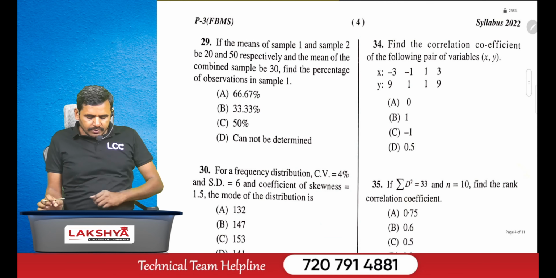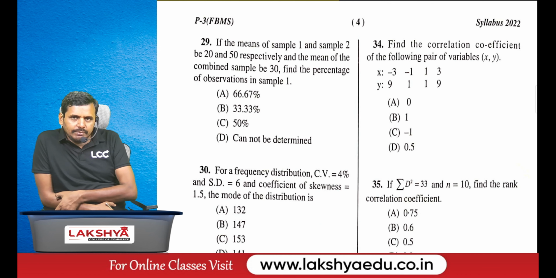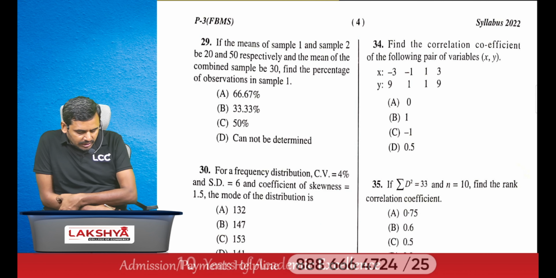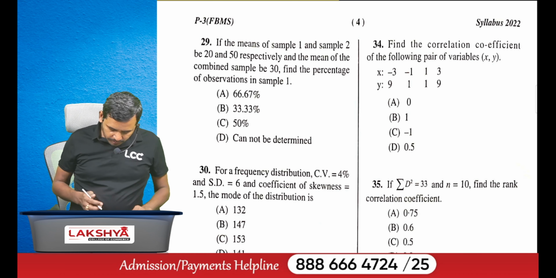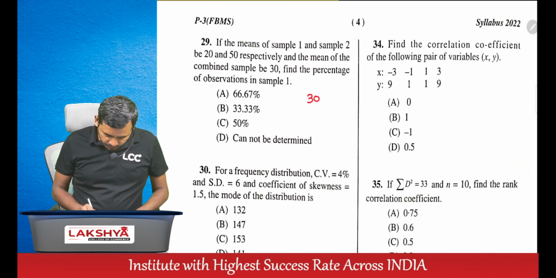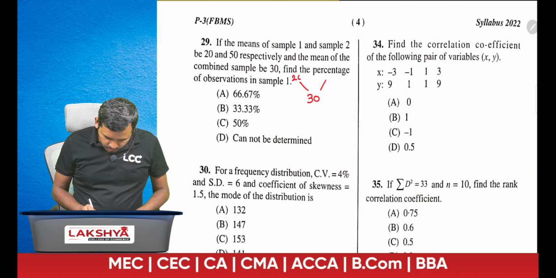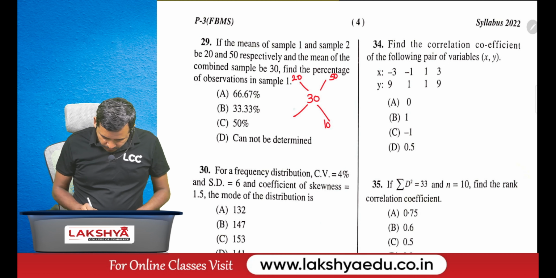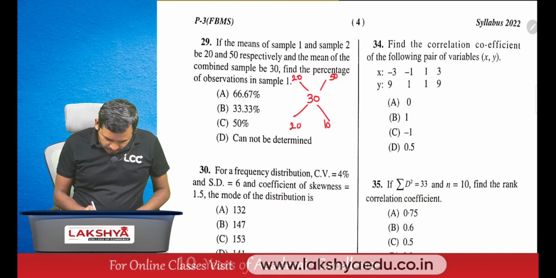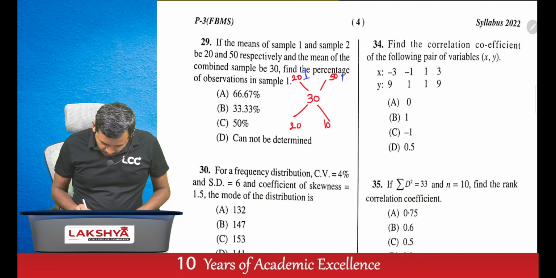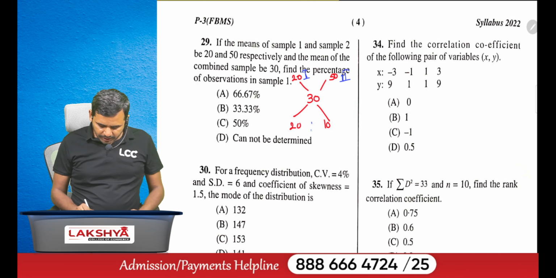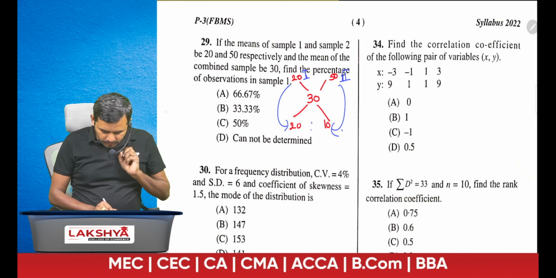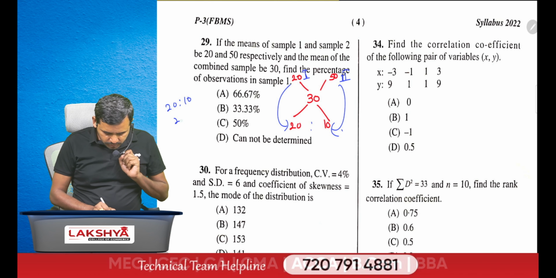Next, 29. If the means of the first sample and second sample are 20 and 50 respectively, and the combined mean is 30, then what is the percentage of the observations? Combined mean is 30, first sample mean is 20, second sample mean is 50. The difference of these two is 10, and of these two is 20. Let this be the first sample and this the second sample. The ratio between them is 20 is to 10, which is equal to 2 is to 1.